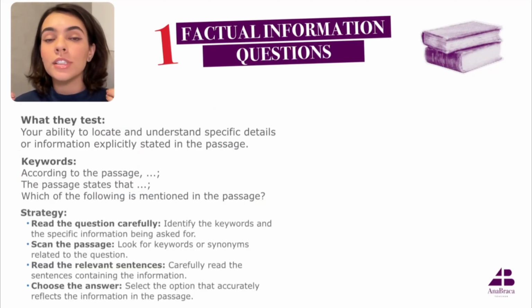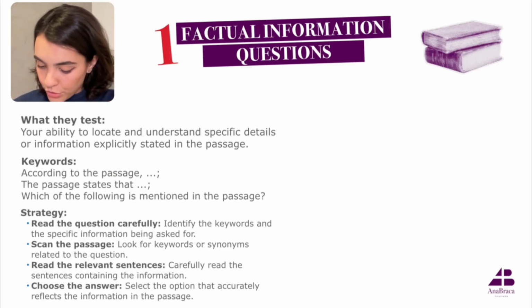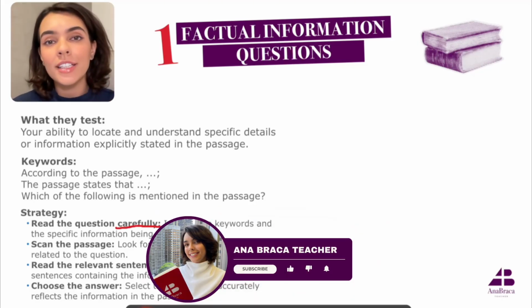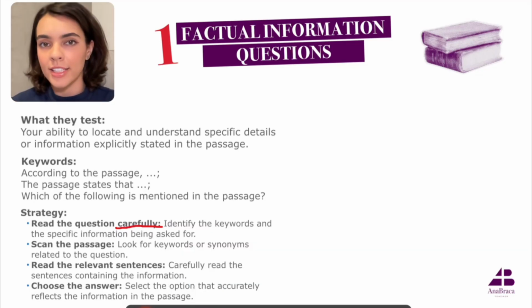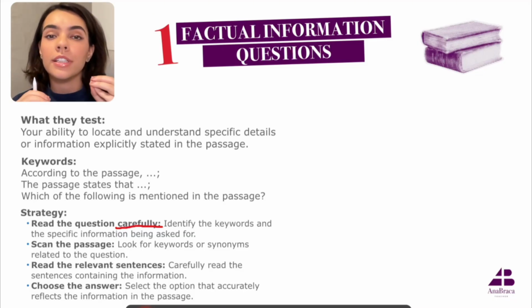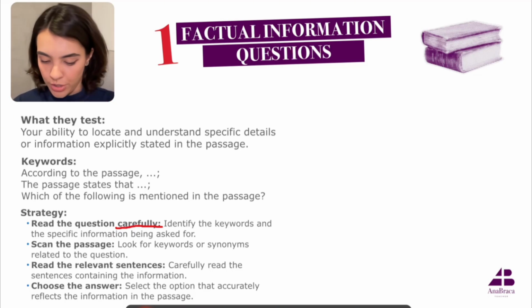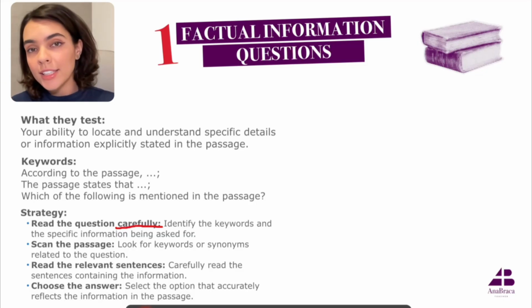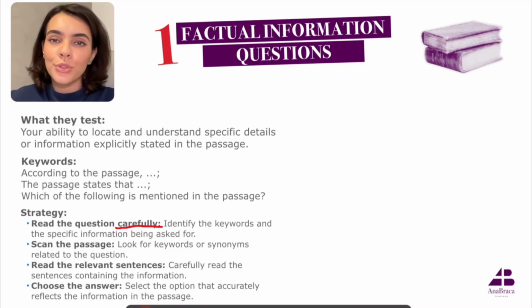Now, let's talk a little bit about the strategies to approach this type of question. The first thing you have to do is read the question carefully. Identify the keywords in the passage so you can look to the text and find it easily there. So you will need to scan the passage, meaning looking for the specific word that you see in the question, right? Read relevant sentences that contain that information and you will translate this to the answers. Finally, choose the correct answer.